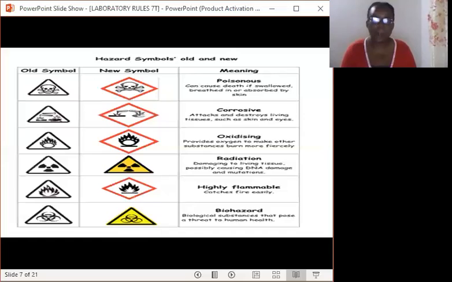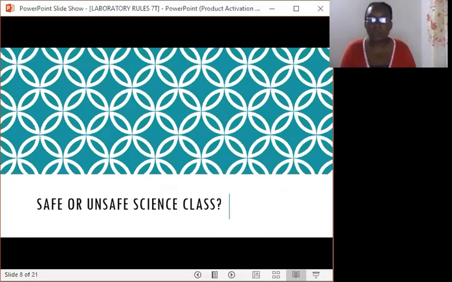Pretty easy to remember. All right, so now we're going to go on to talk about a safe and unsafe science class or science lab. So now that we've learned about the lab safety rules and the symbols, we have a better understanding of what it means to be in a safe or unsafe science lab. So we're able to pick that up right away.